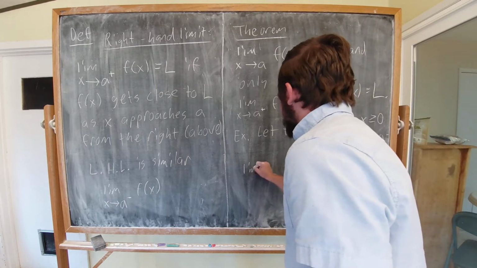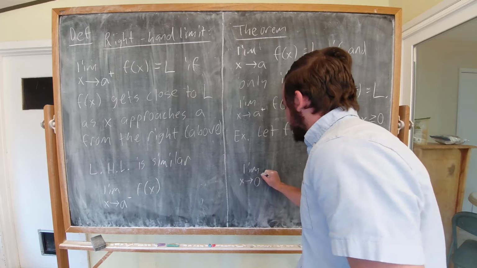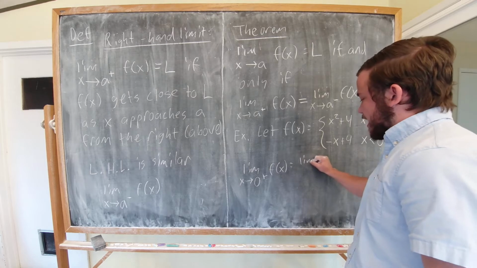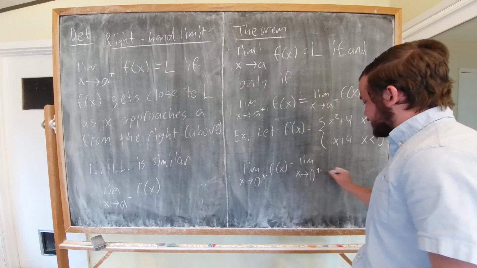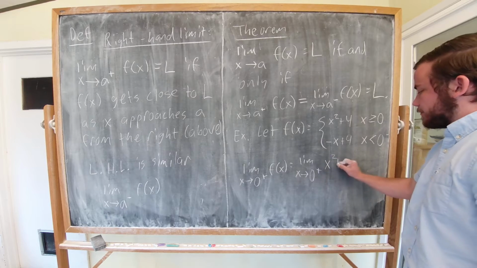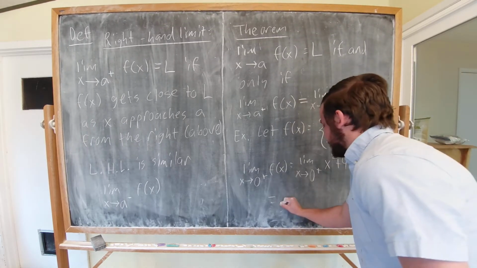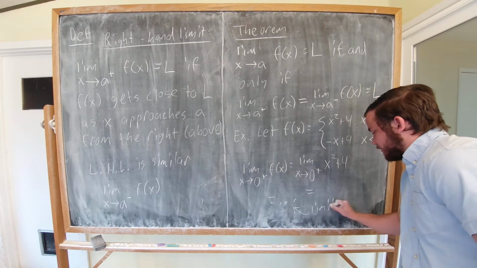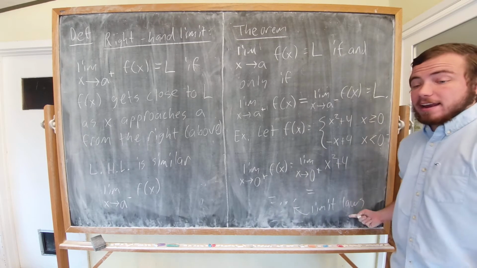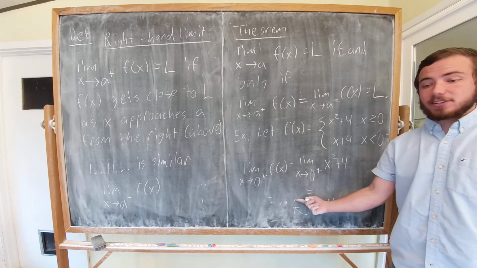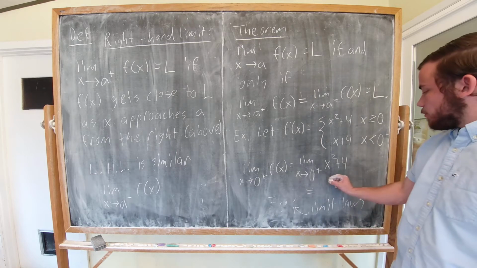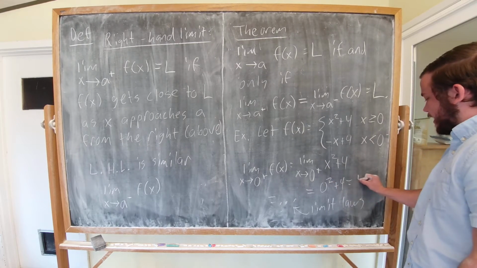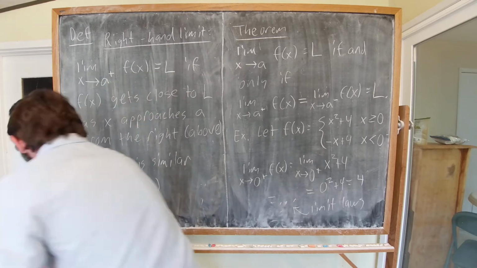The limit as x approaches 0 from the right of f of x is the limit as x approaches 0 from the right of x squared plus 4, which, applying your limit laws, again, a good exercise is to write out these steps explicitly, will give you 0 squared plus 4, aka 4. Now let's talk about the left side limit.